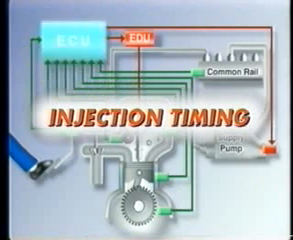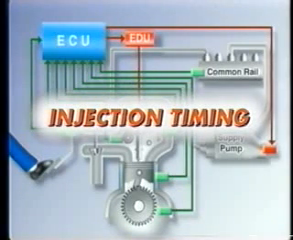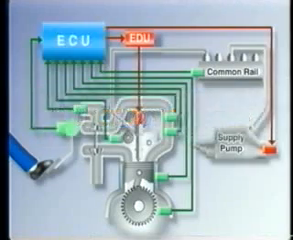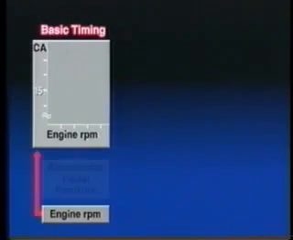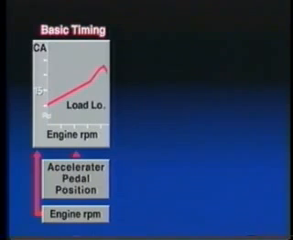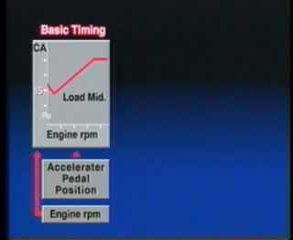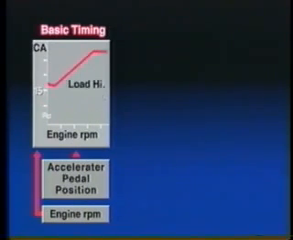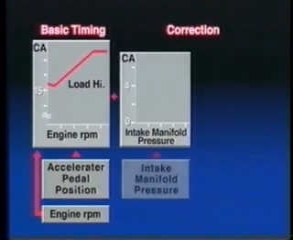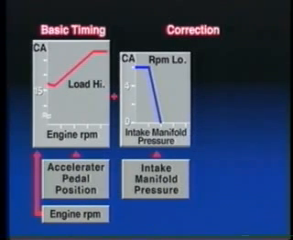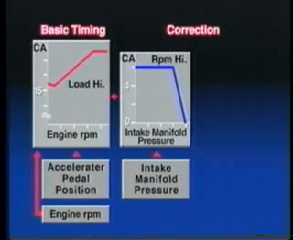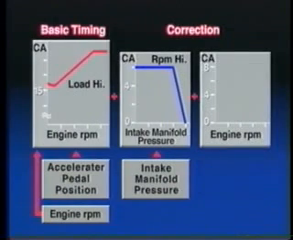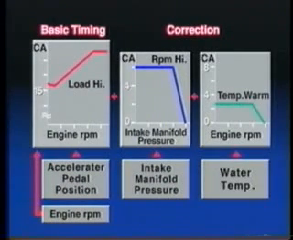Now let's take a look at the injection timing. The injection timing is determined with the basic injection timing that is calculated based on the engine RPM signal and the accelerator pedal position signal, to which corrections are made. For the intake manifold pressure signal, and the water temperature sensor signal.